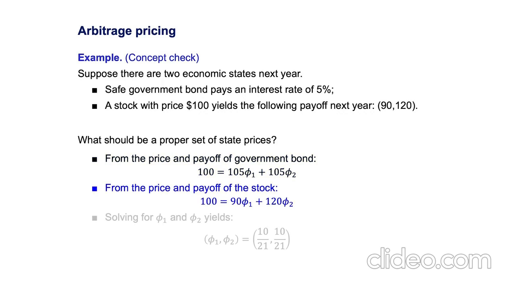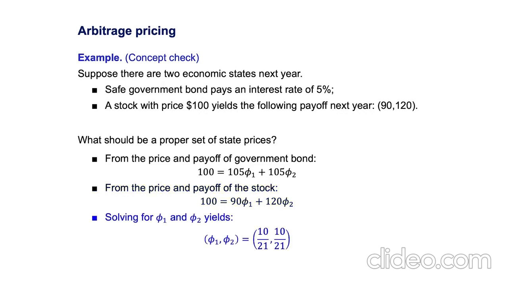From the payoff and the price of the stock, we get the second equation. 100, again its current price, equals 90, the stock's payoff in state 1, times phi 1, plus 120, the stock's payoff in state 2, times phi 2. These two equations from the prices of the stock and the bond allow us to determine the two state prices, phi 1 and phi 2.